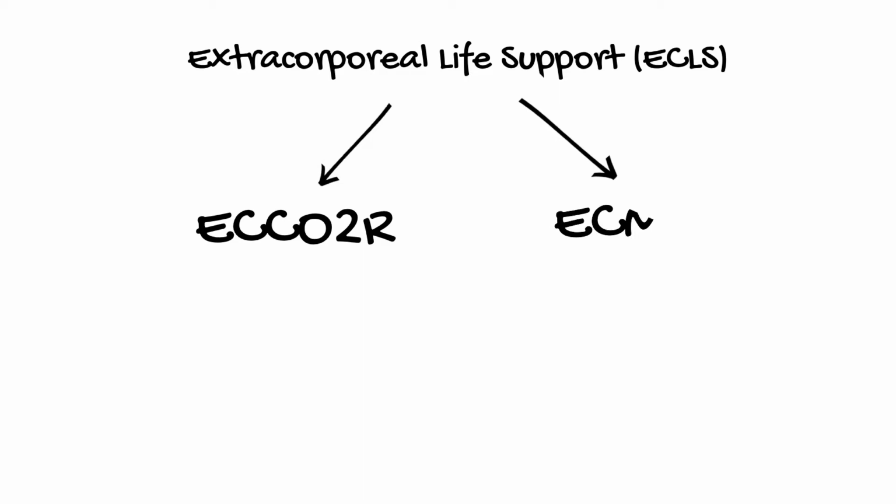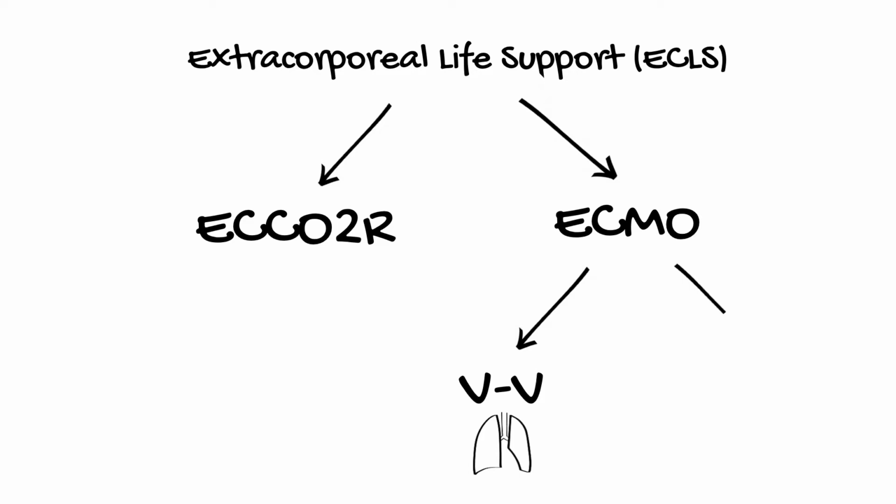To start with, some definitions. Extracorporeal life support, or ECLS, is a collective term for therapy where blood is removed from the body to support the heart and/or the lungs. It can be divided into extracorporeal CO2 removal, or ECCO2R, which we'll not be discussing today, and extracorporeal membrane oxygenation, or ECMO. The modes of ECMO that are commonly used are venovenous, or VV ECMO, for lung support, and venoarterial, or VA ECMO, for heart and lung support.